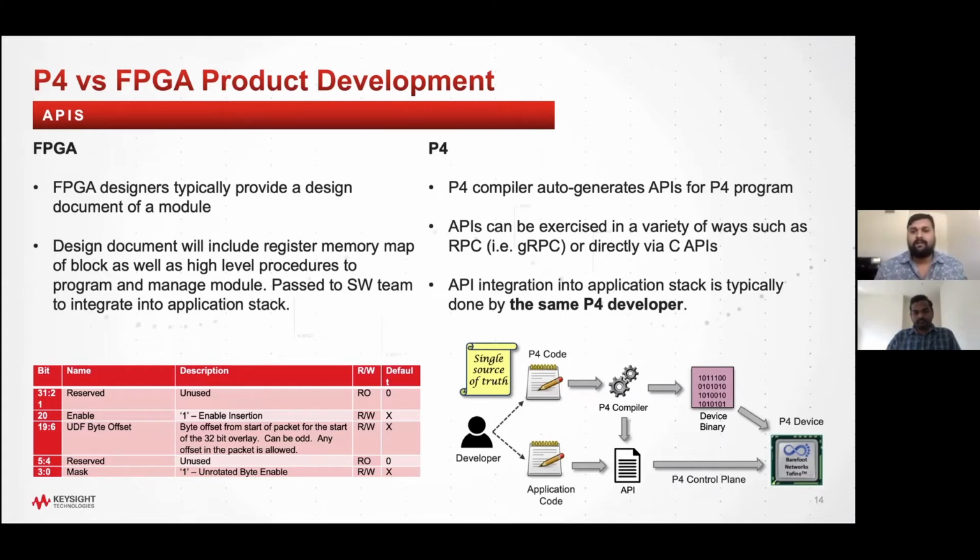In P4, the compiler auto-generates the API for the P4 program, which serves as a single source of truth. What's very powerful is that these APIs can be exercised in a variety of ways. For instance, during the initial P4 development phase, these APIs can be used via RPC mechanisms such as gRPC, which enable quick scripting via Python. They can then be integrated into the highly performant application stack using direct C APIs.